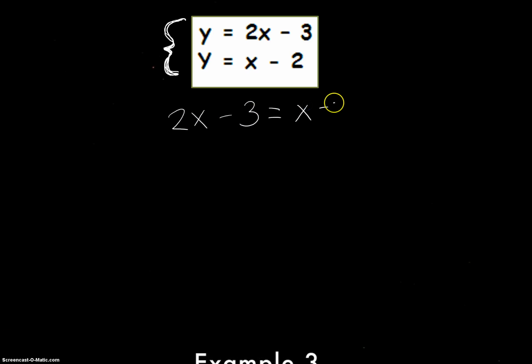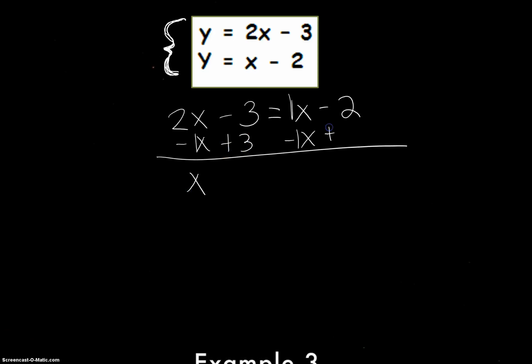So I'm going to set them equal to each other. And now I'm going to solve for my variable. I'm going to subtract an x. If you'd like to put a coefficient here to help you, you can. I'm going to add 3 to both sides.